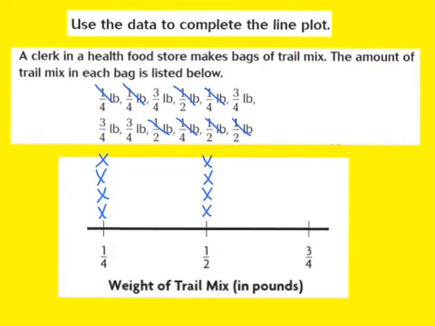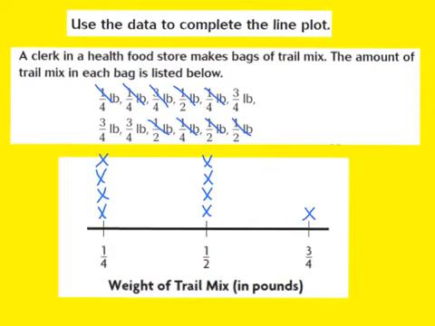So for the 1/2 pound bags, there was 1, 2, 3, 4. So in our line plot, we now have 1, 2, 3, 4 X's. Now my last step is to count how many 3/4 pound bags we have. So I'm going to go back to my data set and make my count. Here's 1, so I'm going to cross out that 3/4 pound, and I'm going to place an X above the 3/4. We'll continue counting.